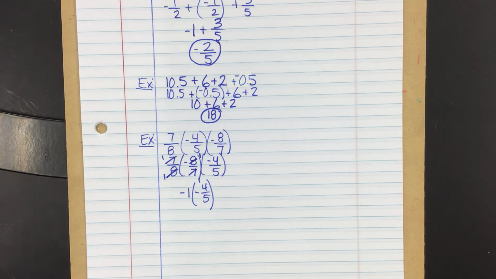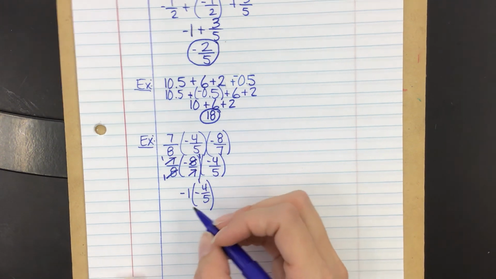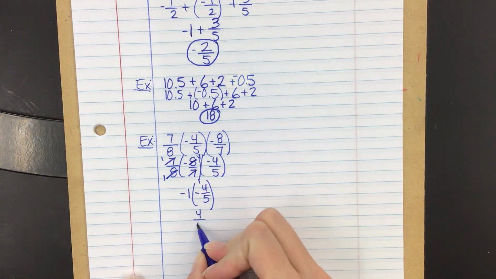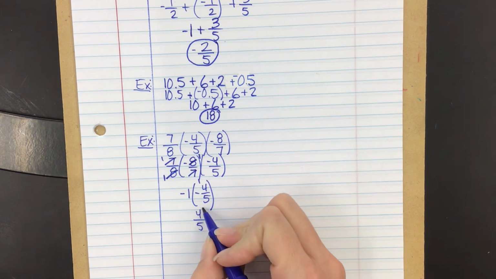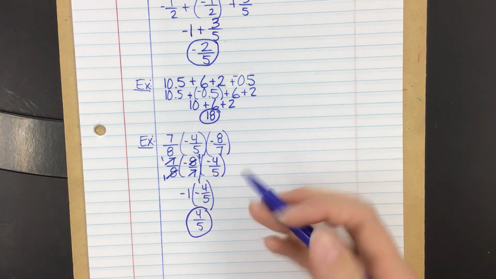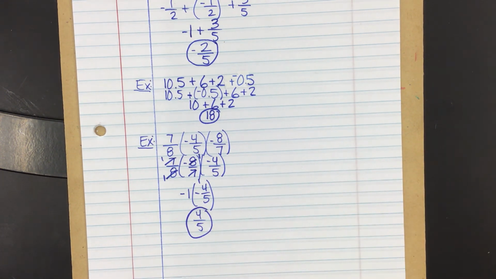Yep, Aiden. You're multiplying. Cool, you want to help him out? 4/5. It's positive? Yeah. Awesome. Okay, negative times a negative is a positive. And 1 times 4/5 is 4/5.